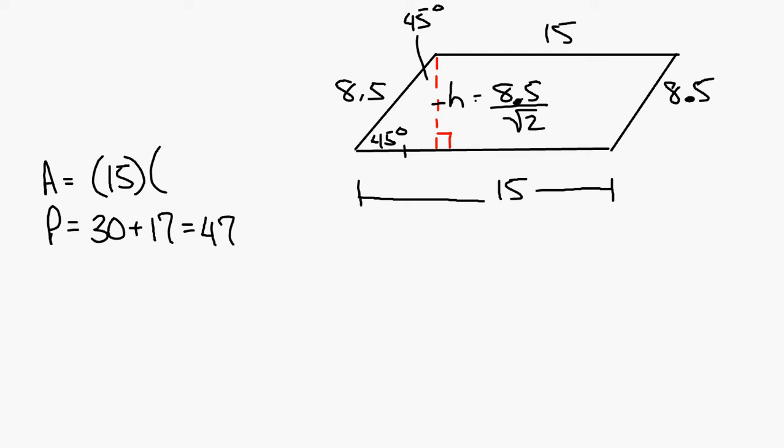And I get 6.01. So let's just use 6. So 15 times 6 is going to be your area. So that's 90.